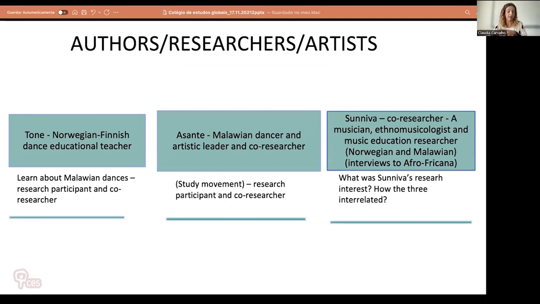So just for you to have an idea, I'm not detailing this a lot, it's work based on the articulation between a dance educational teacher, an artistic leader, and a musician or ethnomusicologist and music education researcher. They tried to experience this research project, but at the same time write it together. So it was not only during the process of making the research happen, but also trying to articulate different perspectives on the experiences and what the impacts were for the research and for the outputs that would come after that.